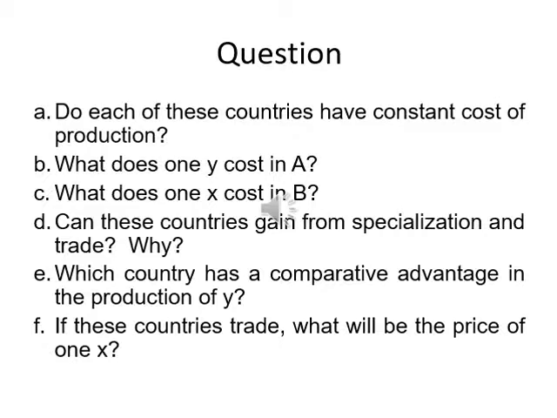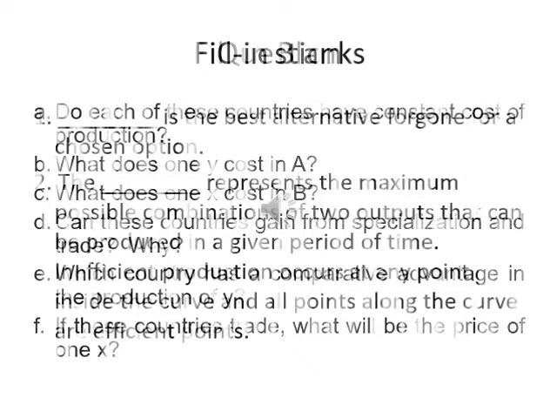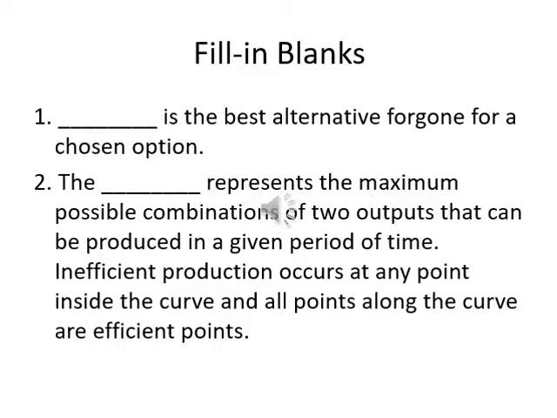Fill in the blanks. 1. Underscore is the best alternative foregone for a chosen option. 2. The underscore represents the maximum possible combinations of two outputs that can be produced in a given period of time. Inefficient production occurs at any point inside the curve, and all points along the curve are efficient points. 3. Underscore occurs when the production possibilities curve shifts outward as the result of changes in the resource base or advance in technology.